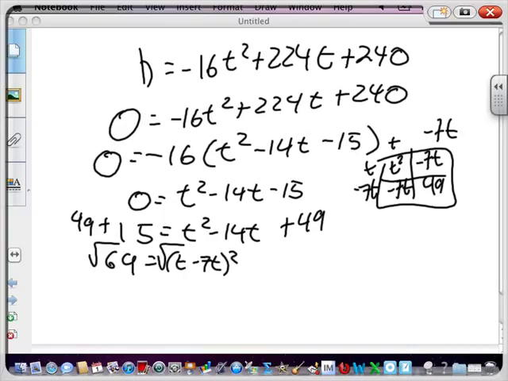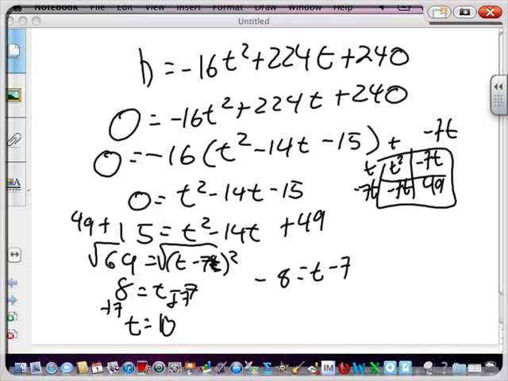Square root both sides. I get 8 equals t, oops, that's not a 7t. T minus 7. Add 7 to both sides, and I get, oh, it's positive 8 or negative 8, excuse me. Then I'm going to add 7 to both sides, and I get t equals 15. And I'm going to add 7 to both sides, and I get t equals negative 1.